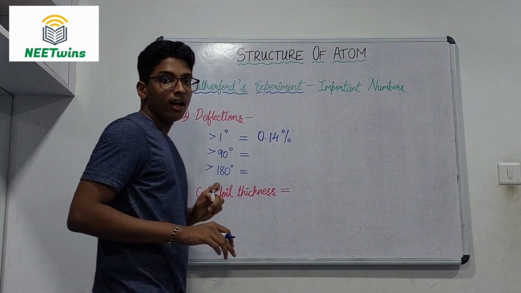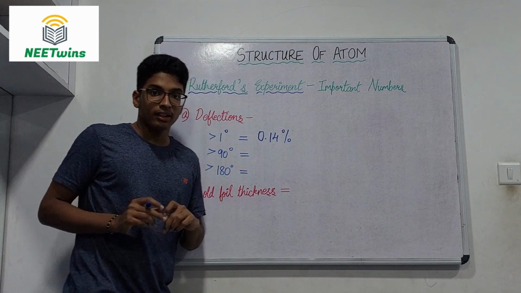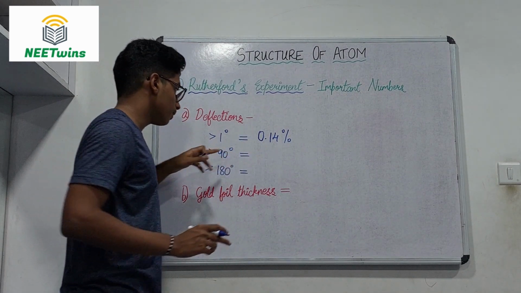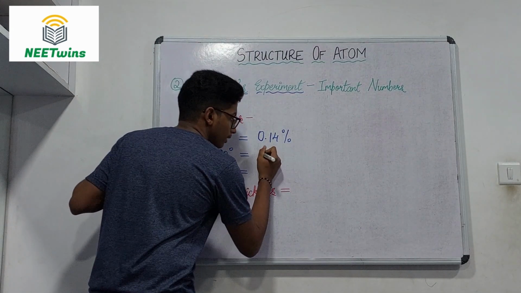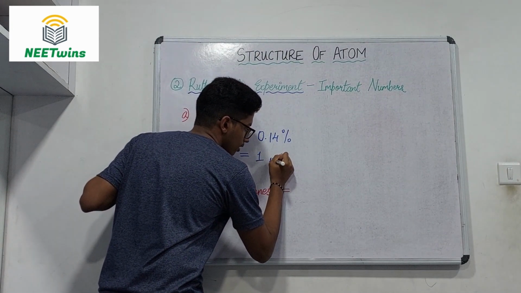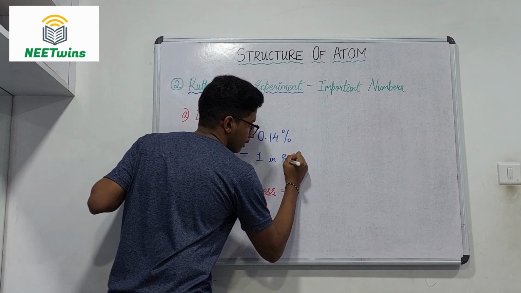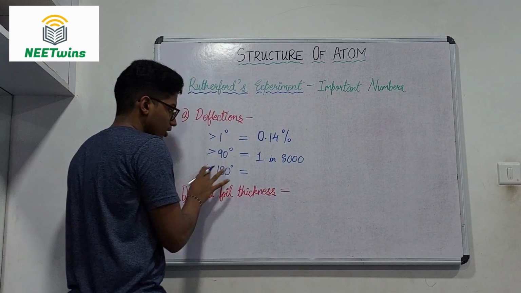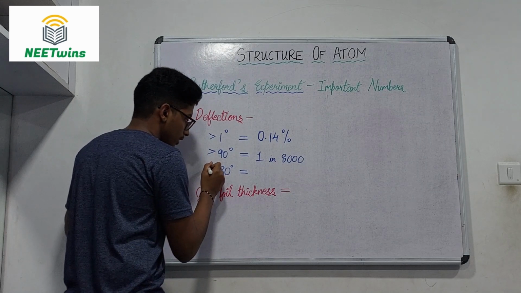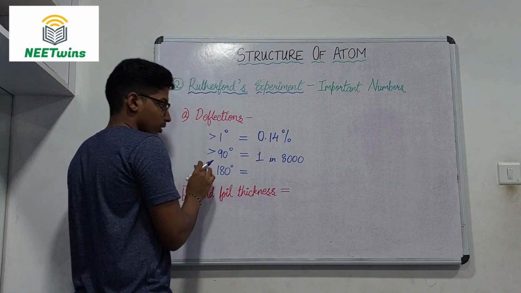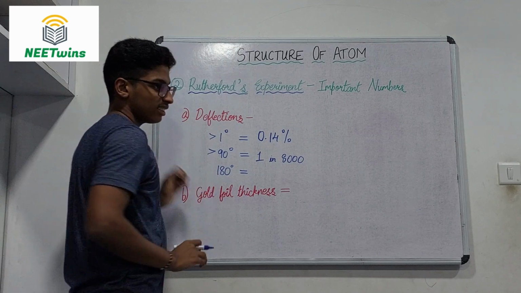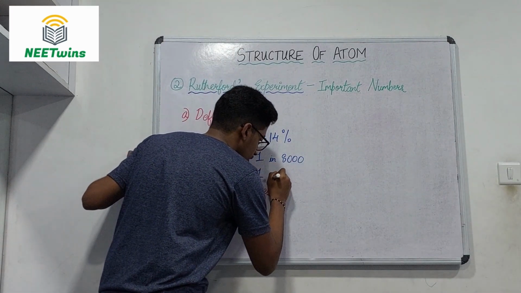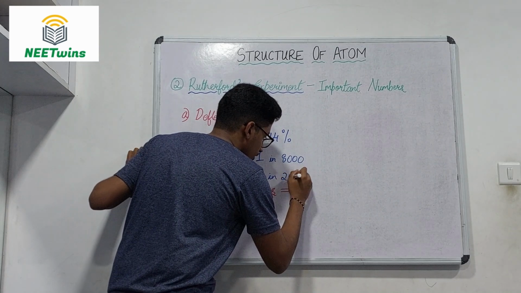I think it will come again in 12th standard when you study the nucleus, but for those in 11th also this is an important number. And by more than 90 degrees, it's one particle in a total of 8,000 of them. And sorry, it's not greater than 180 degrees, it's equal to 180 degrees, in the sense that it bounces back. That is 1 in 20,000.